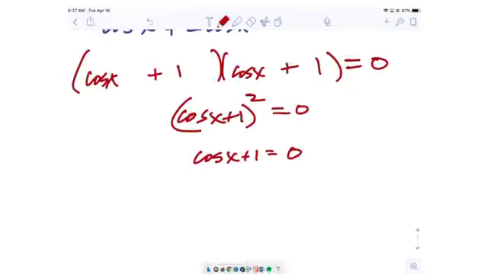Okay. All right, so now we're going to solve for cosine. We get cosine of x equals -1. And guess what time it is, boys and girls? Unit circle time. Where is cosine equal to -1?